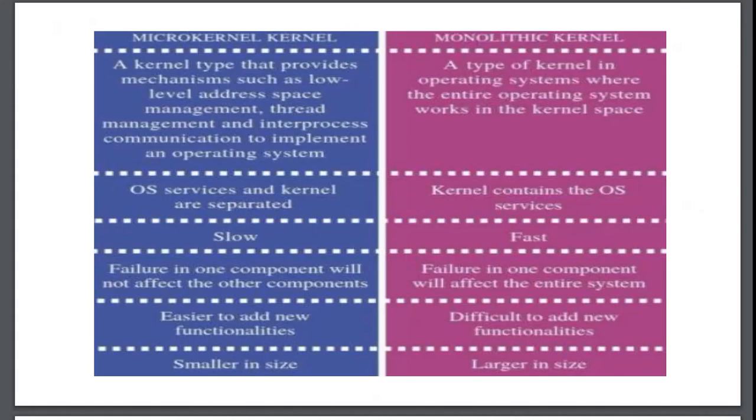A low level address space is provided by the microkernel, whereas in the monolithic kernel, the entire operating system workspace is taken there. The operating system services and kernel services are separated in the microkernel, whereas the monolithic kernel contains the operating system services. And comparatively, microkernel is slow, whereas monolithic is fast.